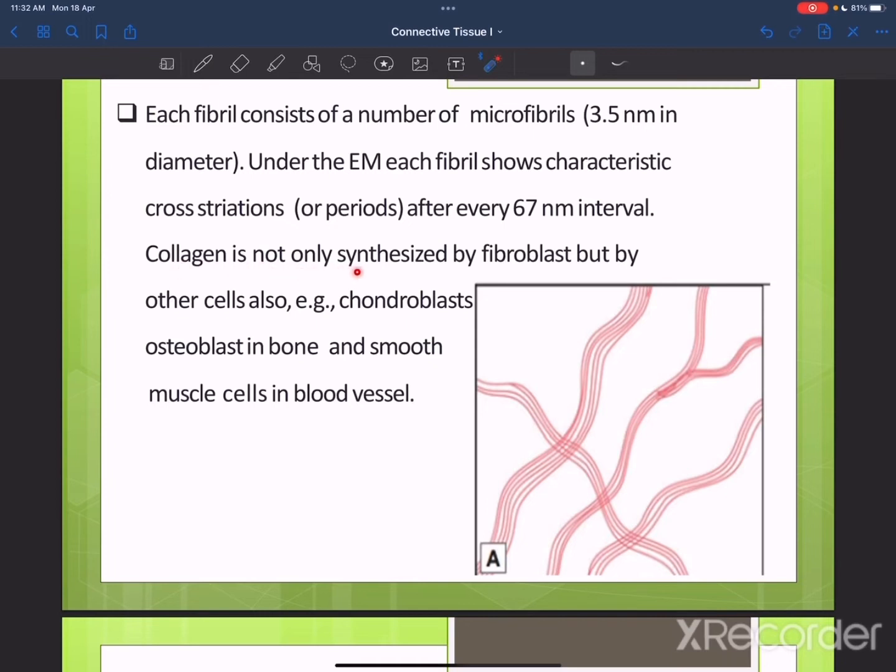Collagen is not only synthesized by fibroblasts but by other cells. Cells can synthesize collagen besides the fibroblasts: chondroblasts, osteoblasts, smooth muscle cells.